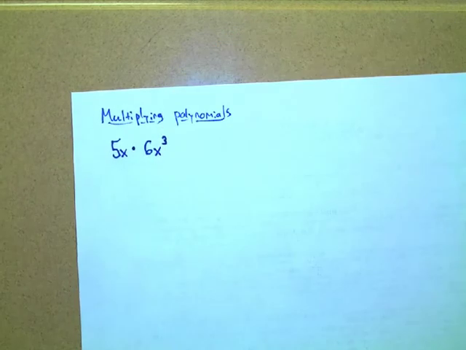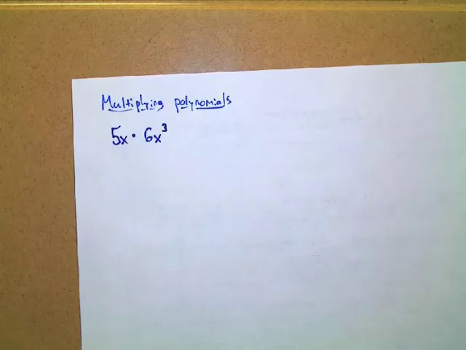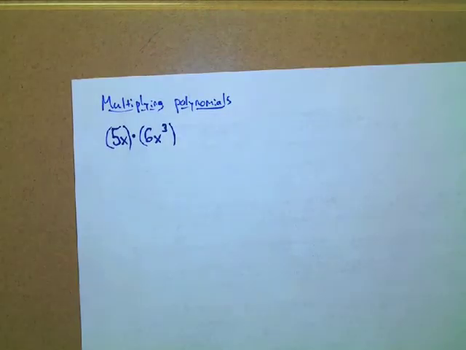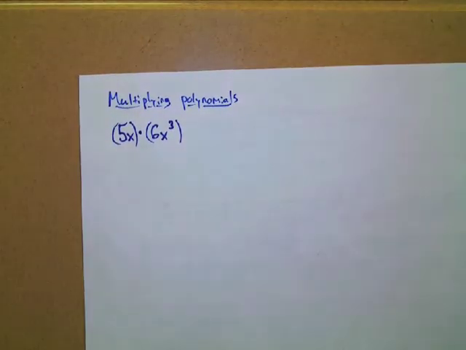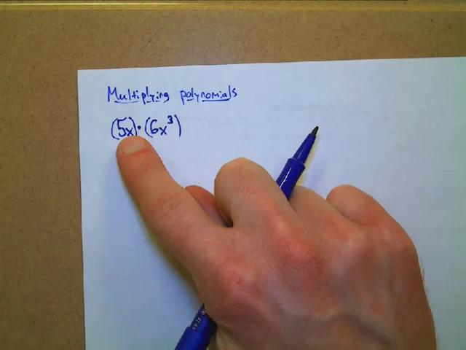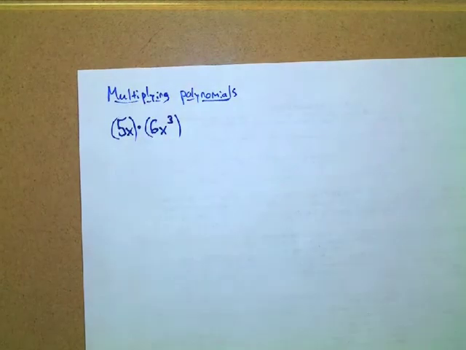Okay, so here I've got two polynomials that are being multiplied, the 5x and the 6x to the third. Those are actually more specifically called monomials, right? Monomials because they each have a single term. There's no addition or subtraction, so that's all one thing.